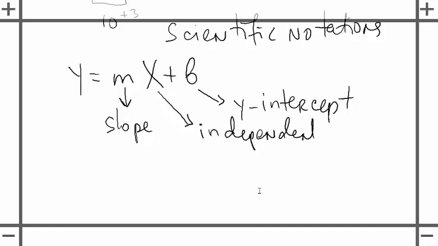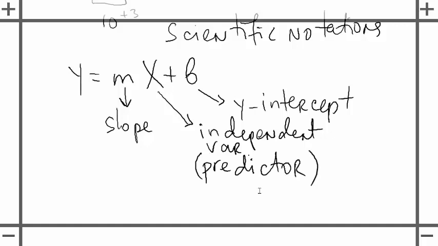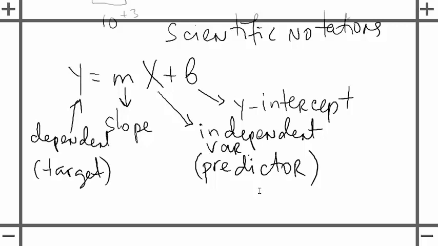Independent variable. How did we call independent variables during the last 7 weeks? Starts with pre, ends with dictors. Predictors. So this is one predictor. And how do we call y? If x is the predictor, then y starts with target. So this is my target. Or sometimes it's called the dependent variable. Why? Because it depends on x.